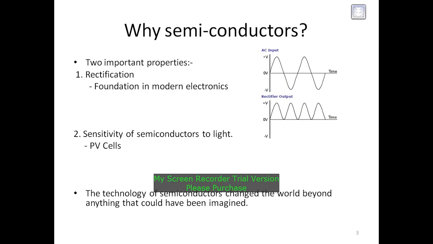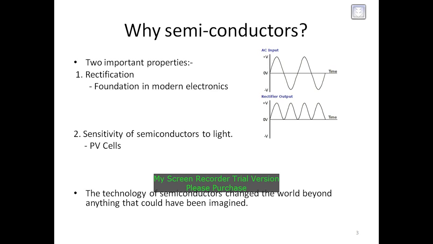So let's see why semiconductor devices are important, or how we study them. There are two important things with semiconductor devices. The first one is rectification. If you apply a signal that has positive and negative parts to a semiconductor device, it has the ability to rectify the signal, and this is the foundation for modern electronics.